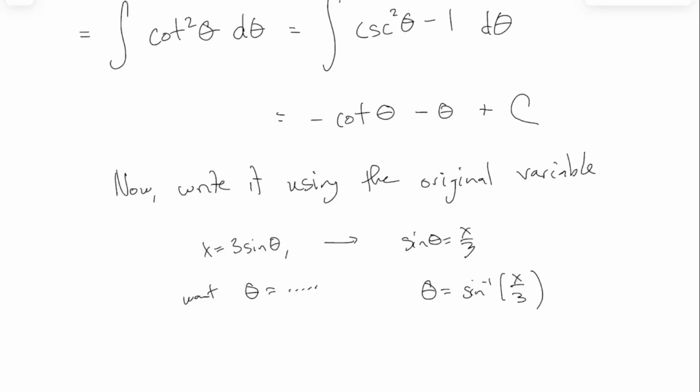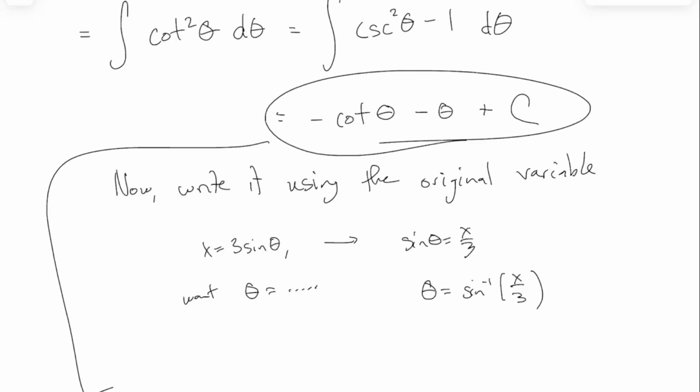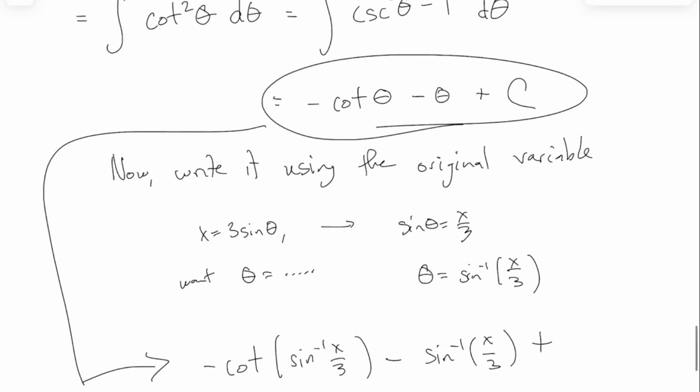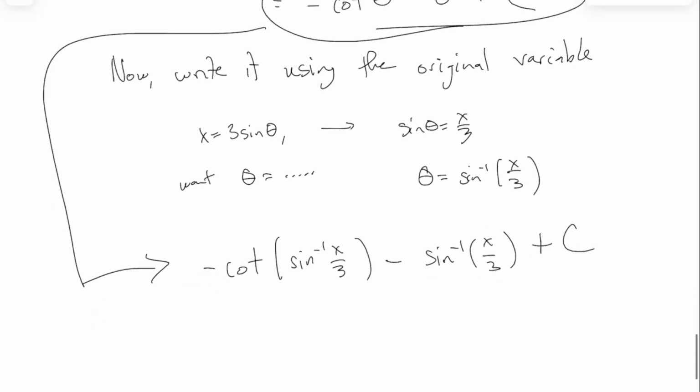This is how we rewrite using the original variable. So my final answer, this thing here, becomes minus cotangent of inverse sine x over 3 minus inverse sine x over 3 plus C. How you like me now? All right, these are a little tricky.